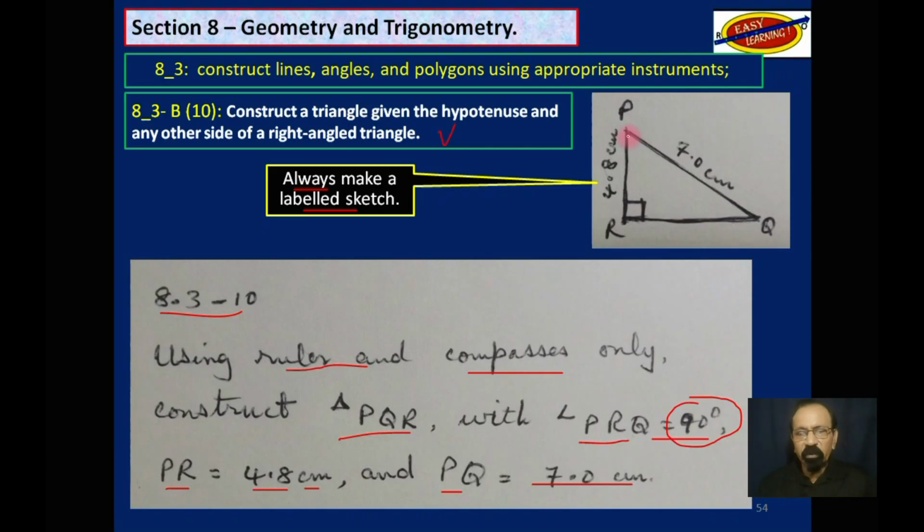Well, we know it is going to be a right triangle, and the right angle will appear at R. So you draw a right angle like that. This side here will be 4.8 centimeters. Label that P, and from there to there will be 7.0 centimeters. Now, once you have the sketch, constructing the triangle becomes very easy.